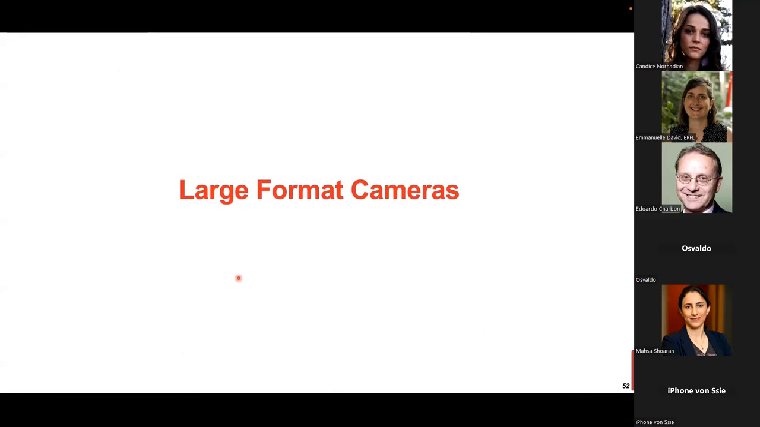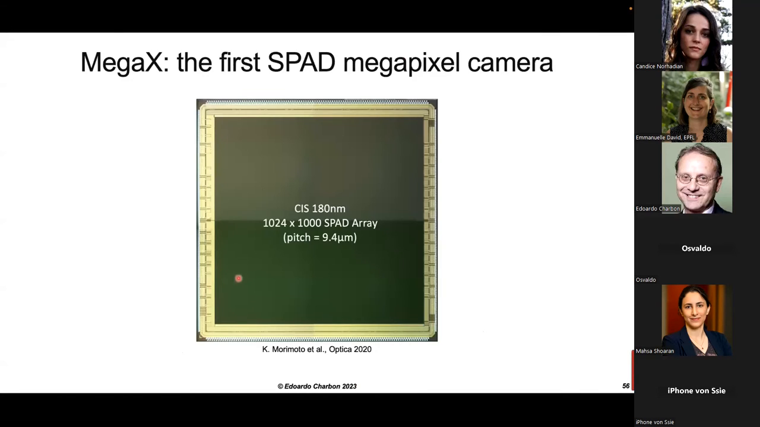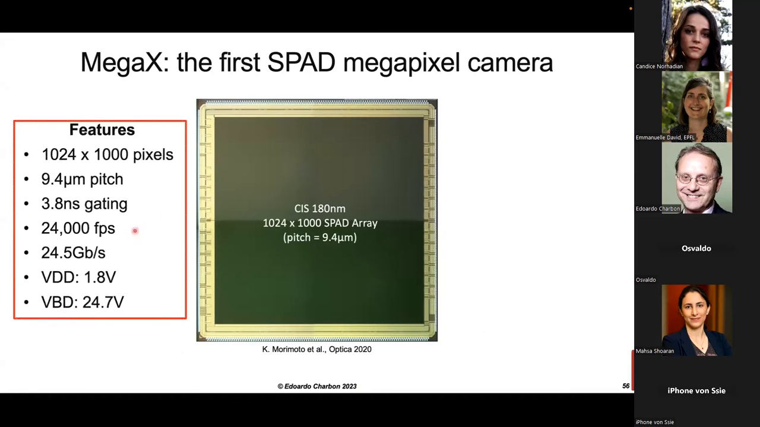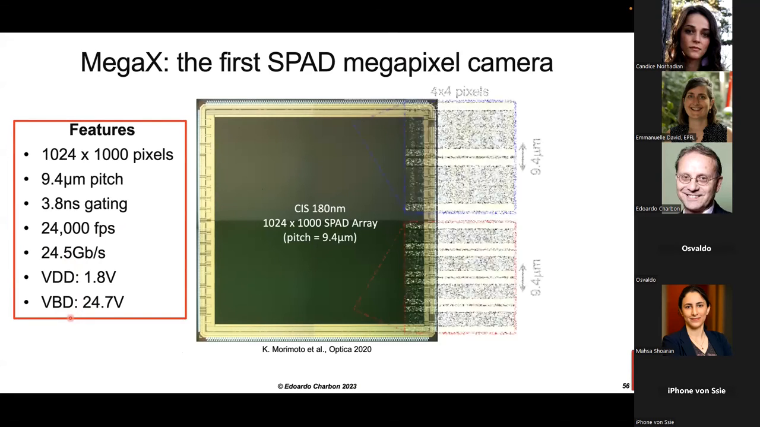Of course, if we want to build this type of detector, you need large format cameras. So this is an example of MegaX, which corresponds to the world's first megapixel SPAD camera, with a pitch of 9.4 micrometers. We could achieve 24,000 frames per second with this camera, and only a voltage of the order of 24 micrometers or so.